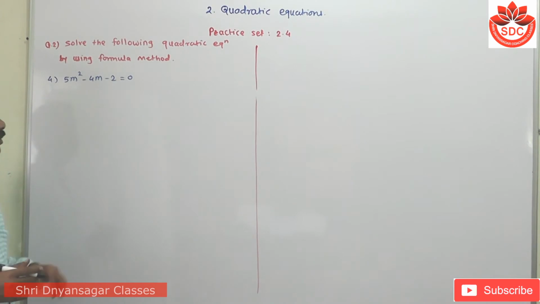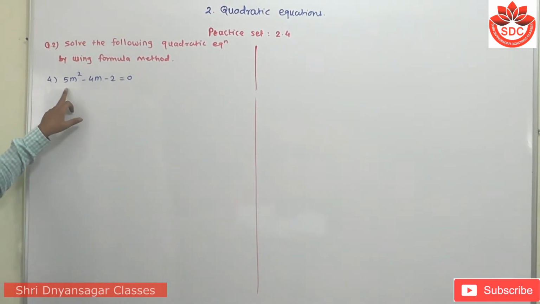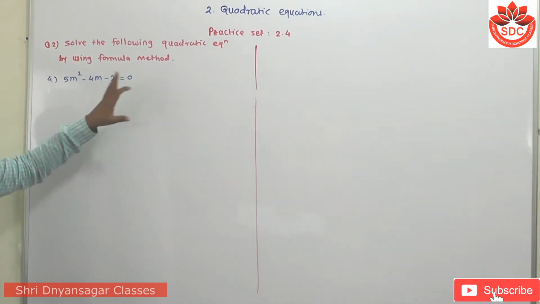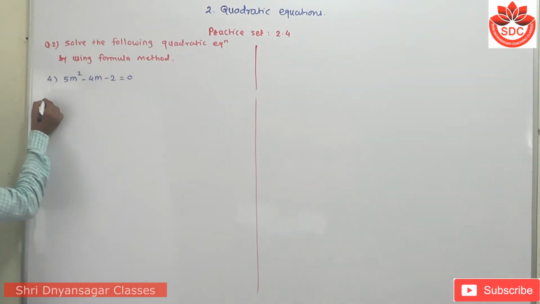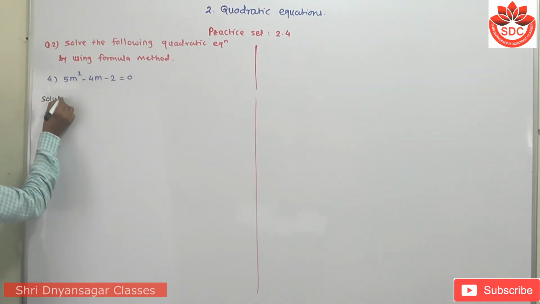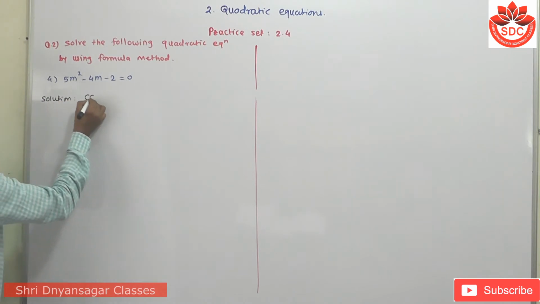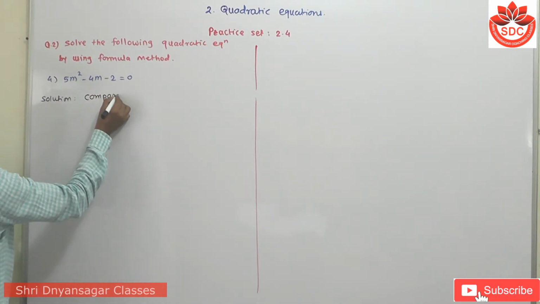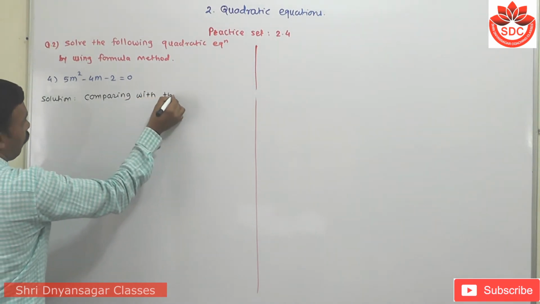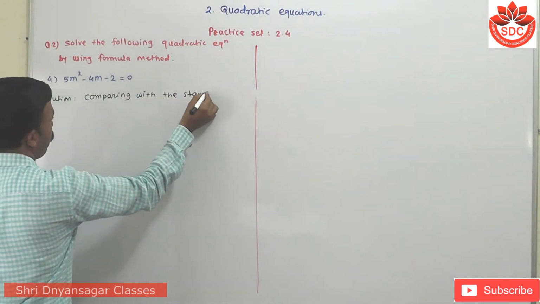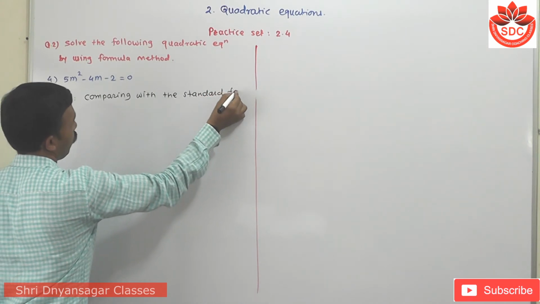The next question, question number 4. 5m square minus 4m minus 2 is equal to 0. Solve by using the formula method. So for this, first comparing this with the standard form.